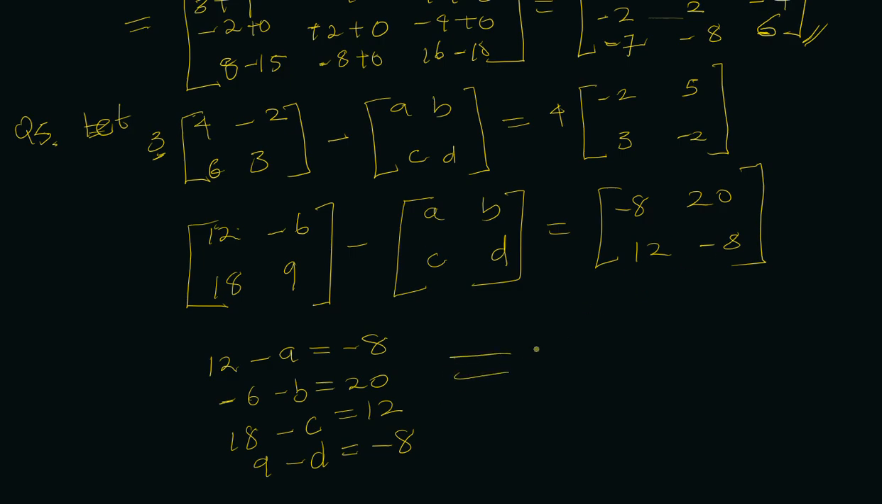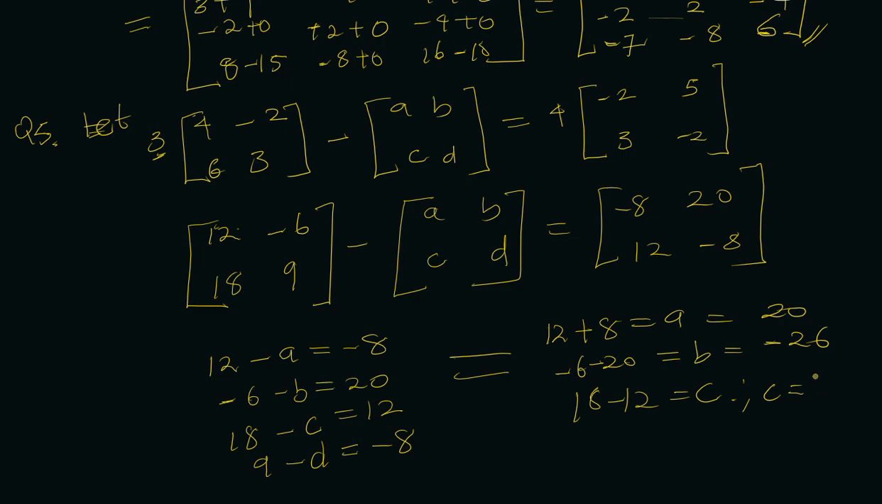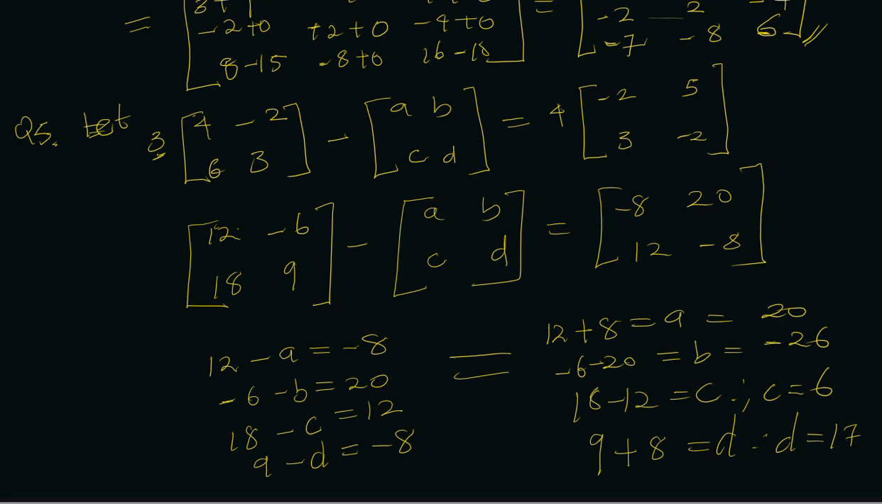So I can do it like this, or I bring this to this place, I take this to this place. And to evaluate this, this is equal to what? 12 plus 8 is equal to A, and that is what? 20. And minus 6 minus 20 is equal to B, and that is equal to what? Minus 26. And see that 18 minus 12 is equal to C, and C is equal to what? 6. And the last one, 9 plus 8 is equal to D, and D is equal to what? 17.